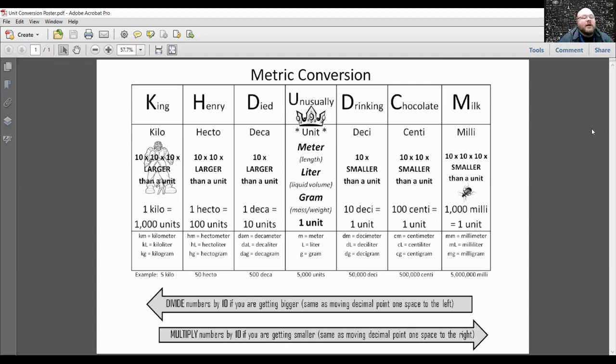And what to remember about each jump is you're either multiplying by 10 or dividing by 10. But luckily, since it's by tens, you just got to move the decimal place, and that's doing the math for you. It's kind of cool, actually, when you think about it.